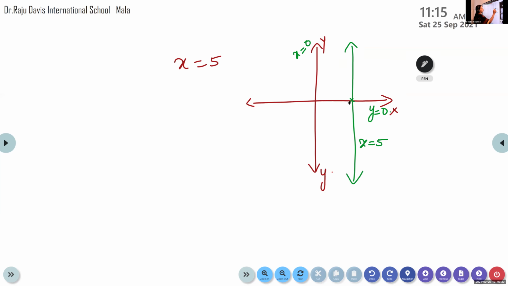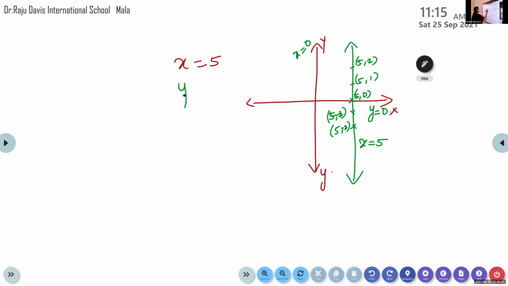The x value is 5. So if you take this point (5, 0), here you will get (5, 1), (5, 2). And likewise, if you take it here, (5, -1), (5, -2). So x is equal to 5 means you will be getting a line parallel to the y-axis.